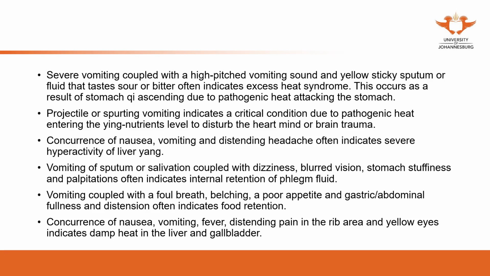So for the rest of the examples that you can find from the symptoms, the concurrence of nausea, fever, and yellow eyes indicates damp heat. The yellow eyes is a heat. Why is it in the liver? That's because the eyes are the orifice of the liver, and distending feeling in the ribs area is also where the liver meridian is distributed.